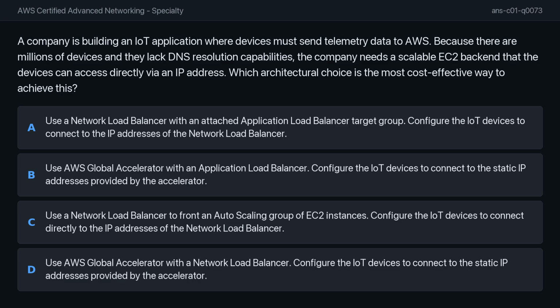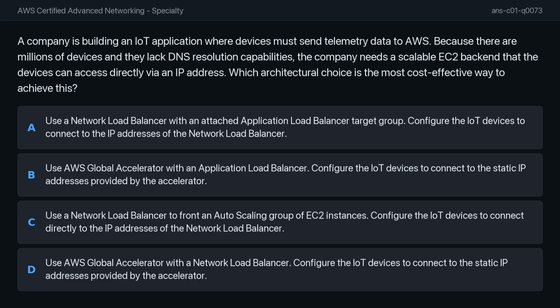Option C, use a network load balancer to front an auto-scaling group of EC2 instances. Configure the IoT devices to connect directly to the IP addresses of the network load balancer. Option D, use AWS Global Accelerator with an application load balancer with a network load balancer. Configure the IoT devices to connect to the static IP addresses provided by the accelerator.